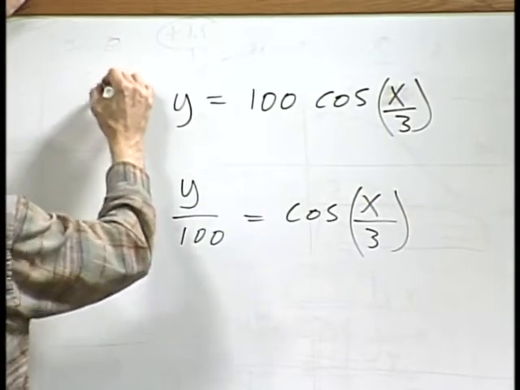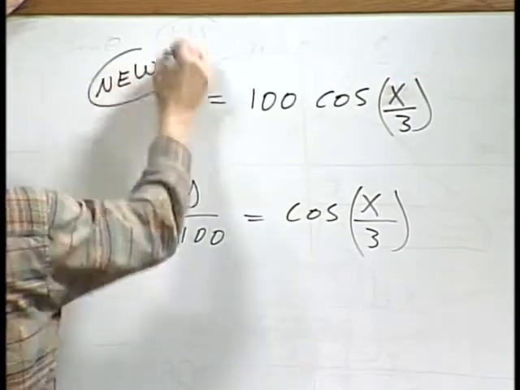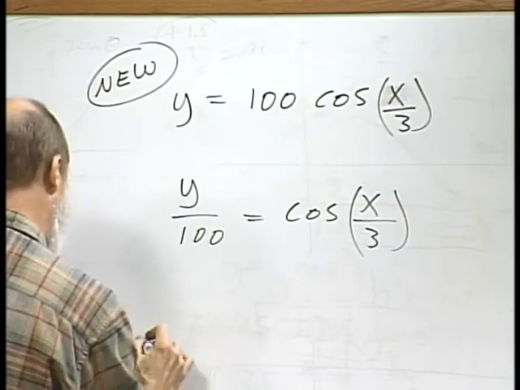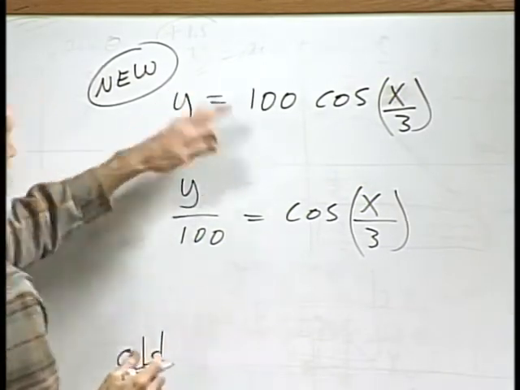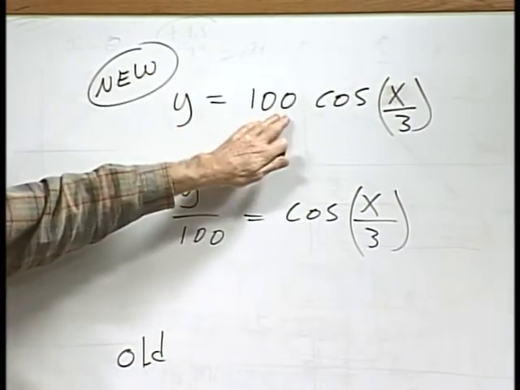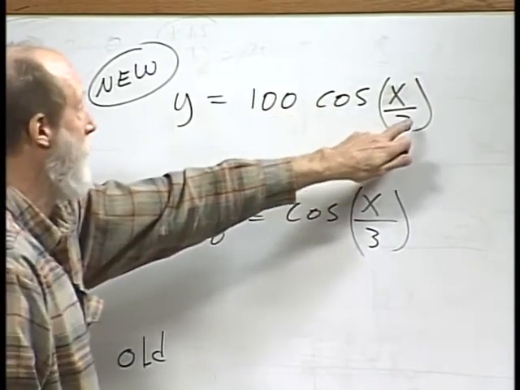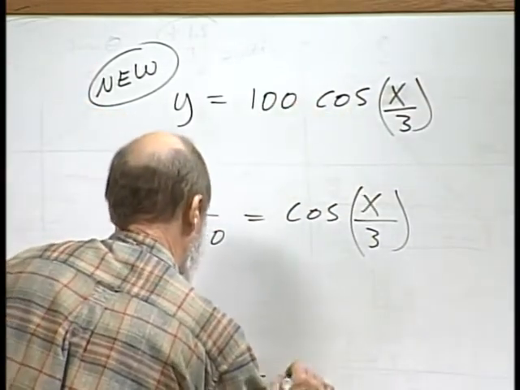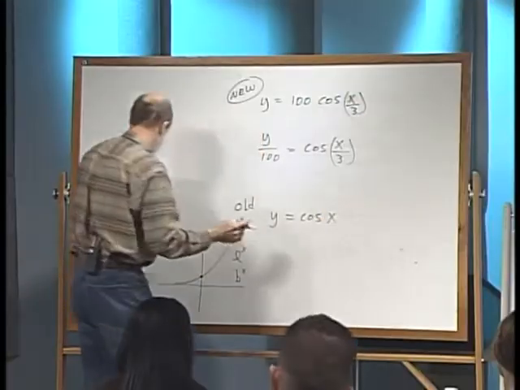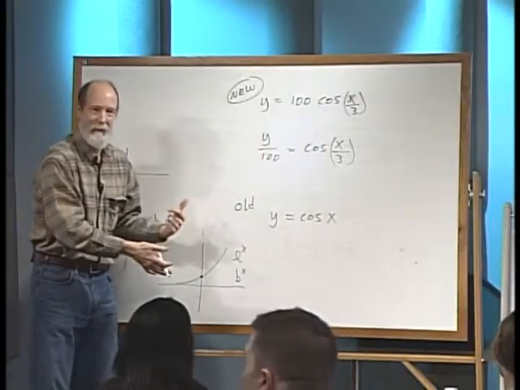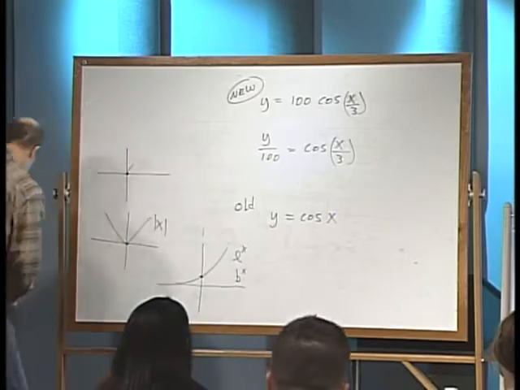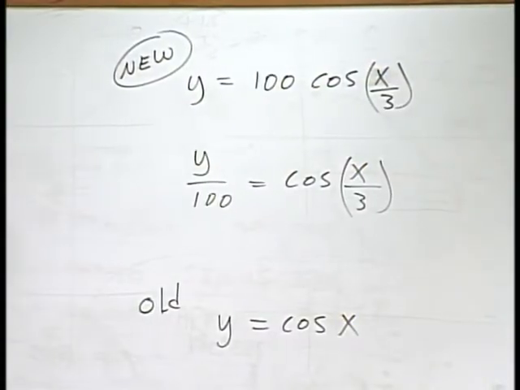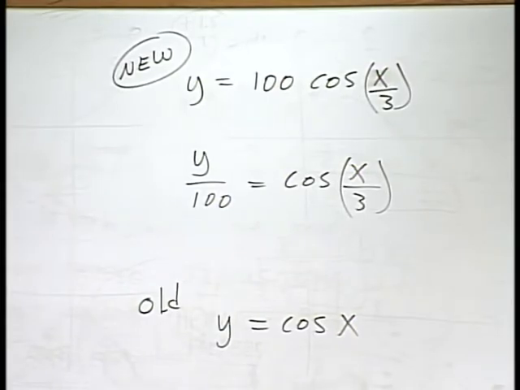Well, this is what I call, and I've done this in a previous session, the new function. The old function from which this originated is simply, get rid of all the fancy stuff here. Get rid of the 100, forget the 3, and you've got a simple old function, y equals cosine x, which is in your library of elementary functions. Okay? So look at the math of what is being replaced.